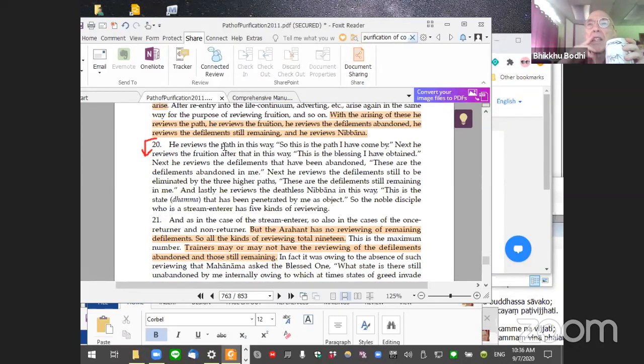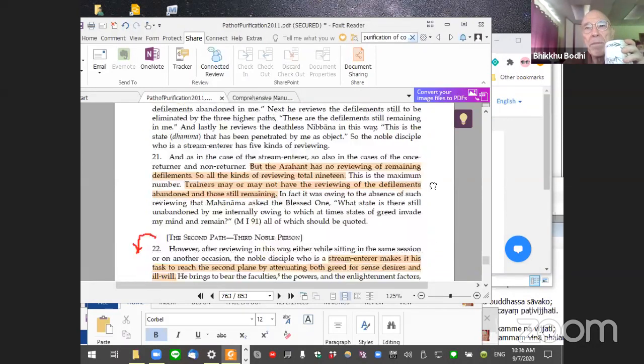And so in this case, there are 5 kinds of reviewing that take place: reviewing of the path, the fruit, defilements abandoned, defilements remaining, and reviewing of nibbana. And so in the case of the stream enterer, also these 5 kinds of reviewing take place, for the once returner and non-returner. But for the arahat, there is no reviewing of defilements that remain, because the arahat has eliminated all defilements.